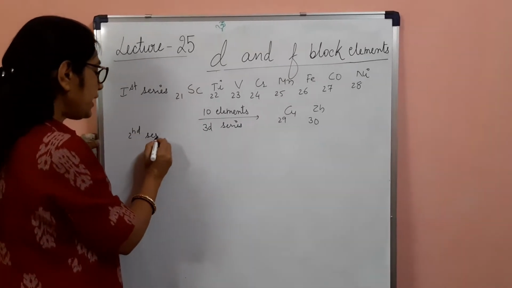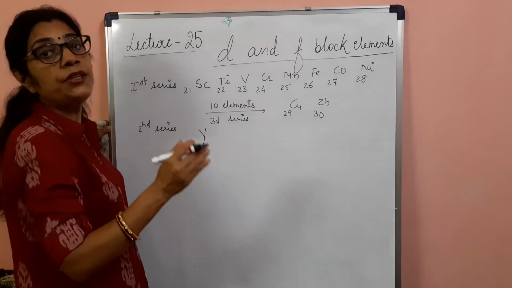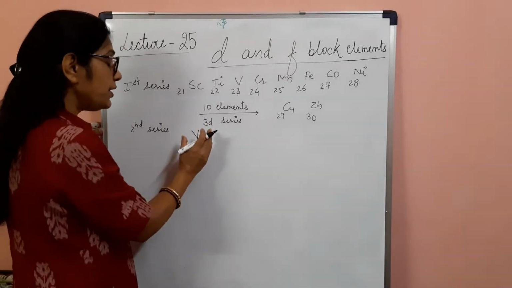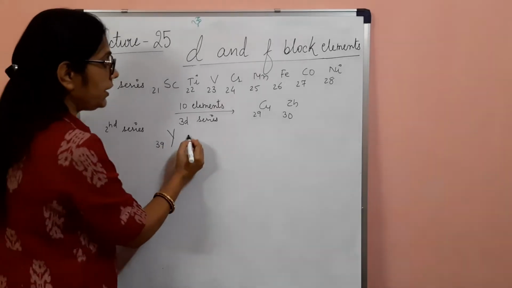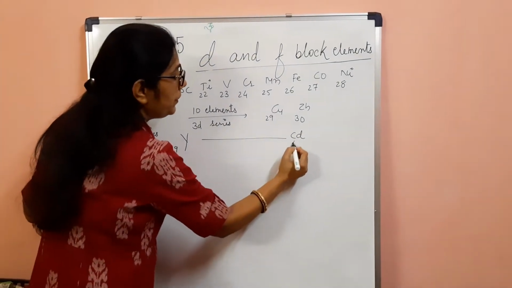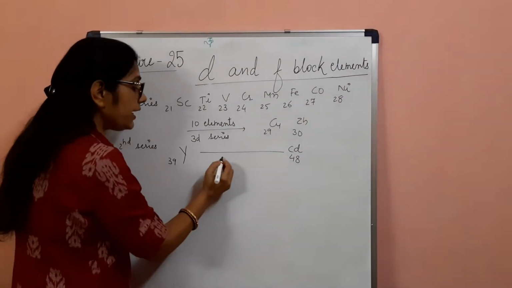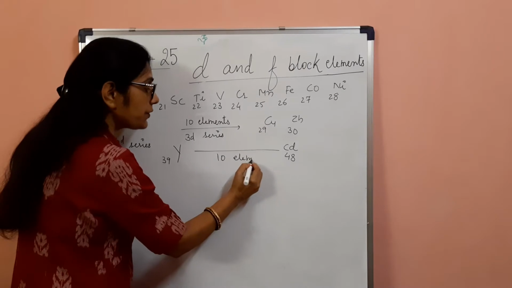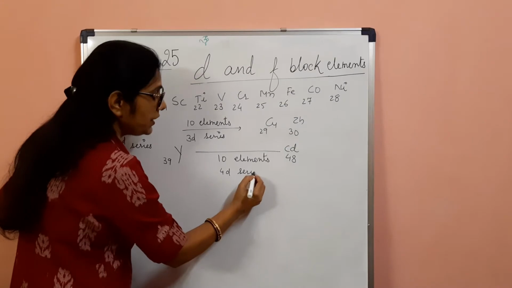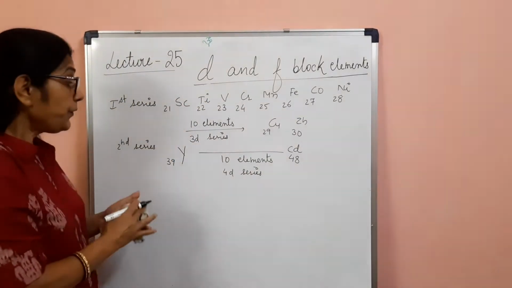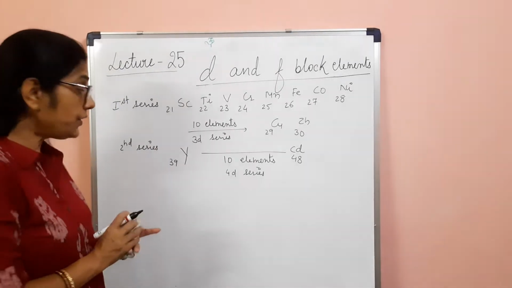Then comes the second transition series. It starts from yttrium. That's the spelling of the element, and its symbol is Y, atomic number 39, and it ends with cadmium 48. So 39 to 48, here also how many elements? 10 elements, and this is known as 4D transition series. Like that only, here successively 4D orbital is filled, so they are called 4D transition series.